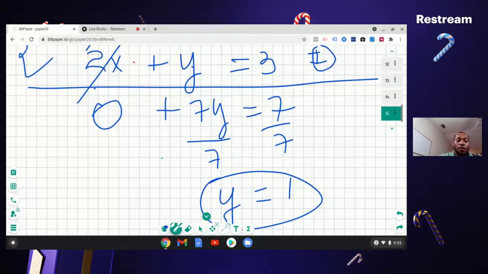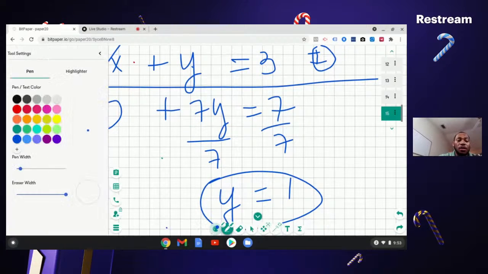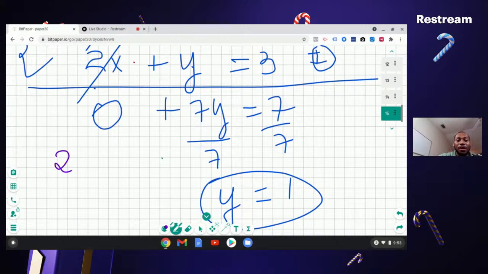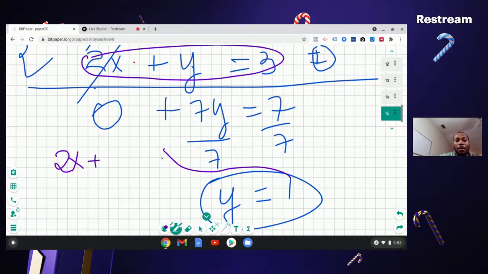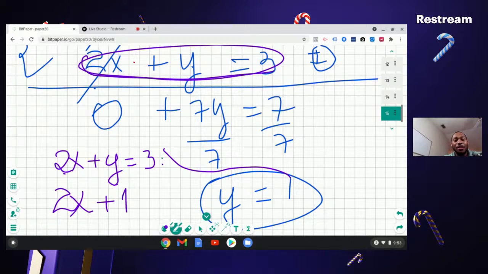Let me use a different color for no apparent reason at all. I'm going to rewrite the equation so you know where things are coming from. 2x plus y is equal to 3. And this color is not really that different from the blue. 2x plus 1, since y is equal to 1, is equal to 3. Now you subtract 1 from both sides.